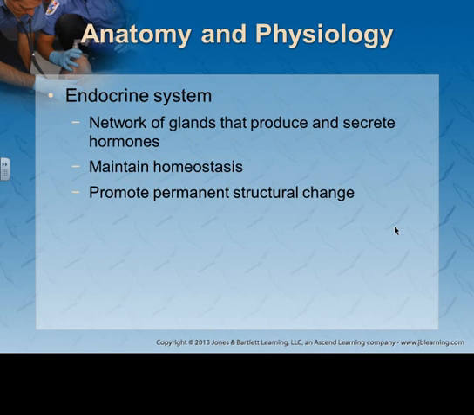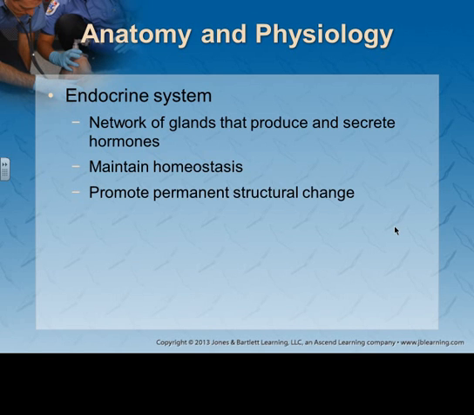The endocrine system consists of glands and hormones, all right? Some glands release their hormones through ducts, and then some release their hormones directly into the tissues.